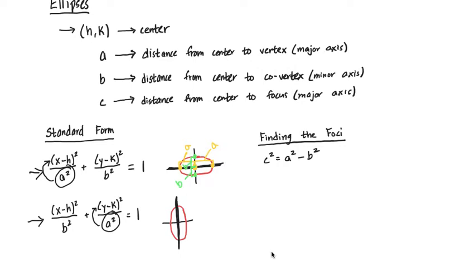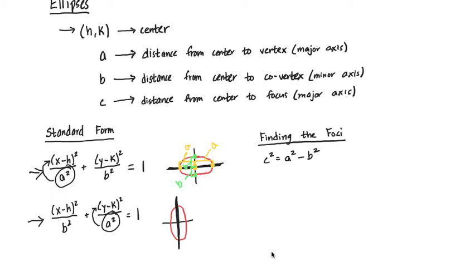C is going to be the distance from the center to the focus. Now, when we graph an ellipse, we don't generally graph the focus. It's not actually even necessary to graph it when you have all this other information. Like if you have the center, if you have A and B, there's no need to actually graph the focus because we can graph it otherwise.